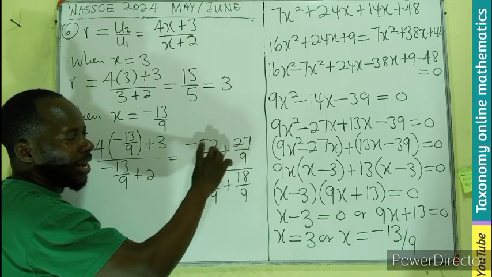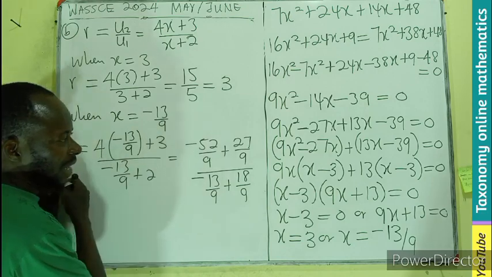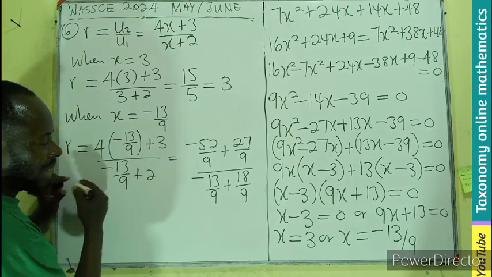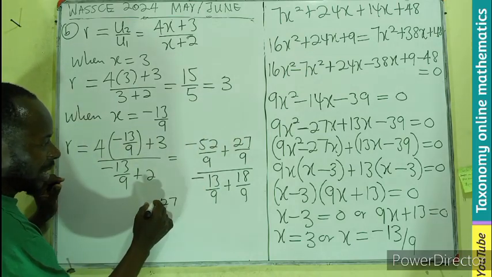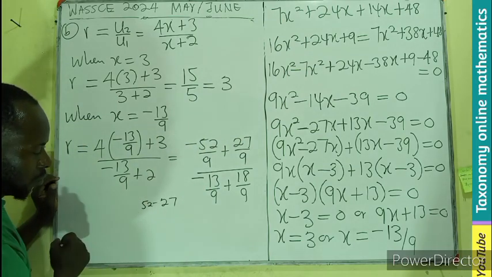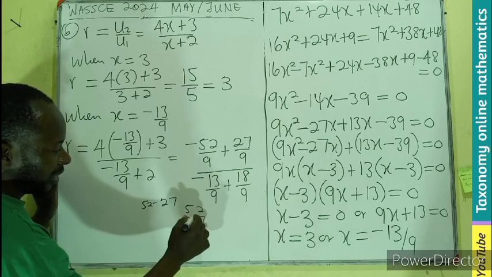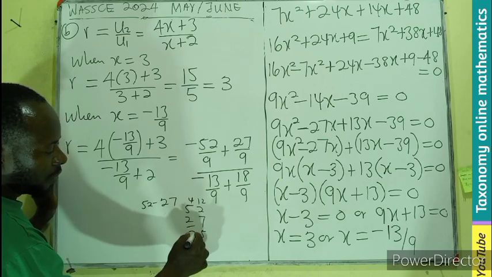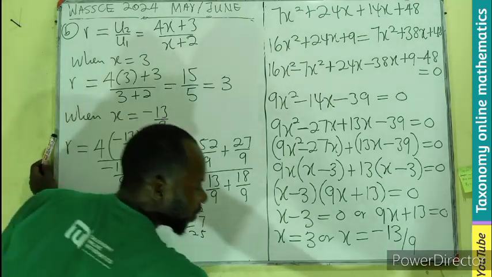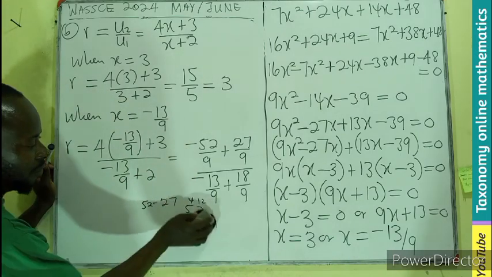We can only add the numerators. So minus 52 plus 27, meaning 27 is here. We are taking it away from 52. So if I have 52 minus 27, that will be 25, right? Good. So since this is the bigger one, I'll be having negative 25.